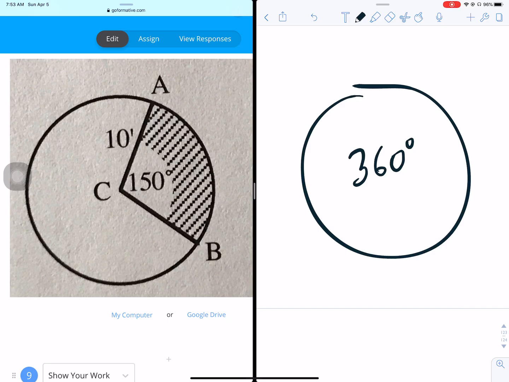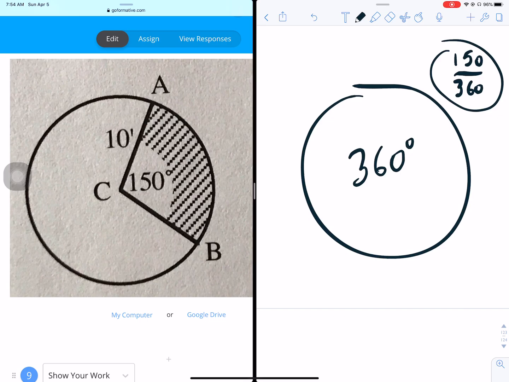Then you need to know the fraction for 150 divided by 360. That's it. That's what you need to do. You're going to find the area like normal, like you already know how to do. But then you're going to times it by that fraction because you only want a piece of it. What piece do you want? You want 150 degrees of the 360 degrees. So you just want a piece of that.